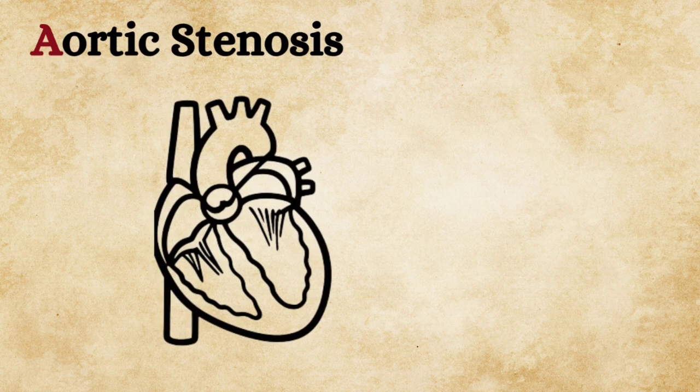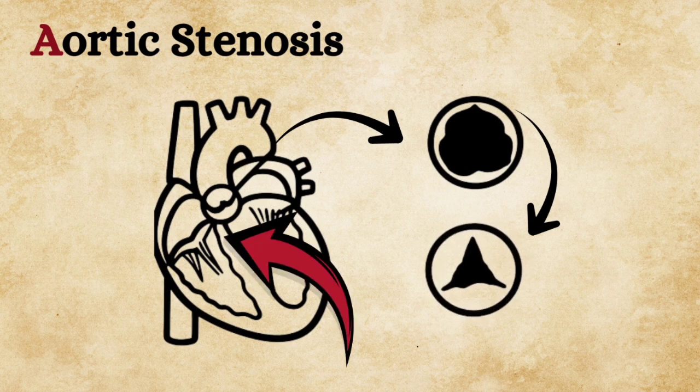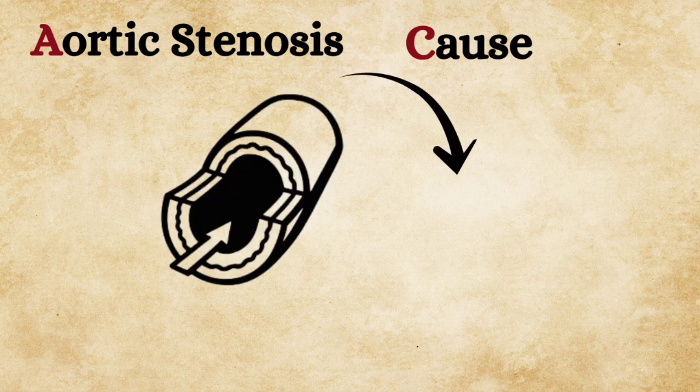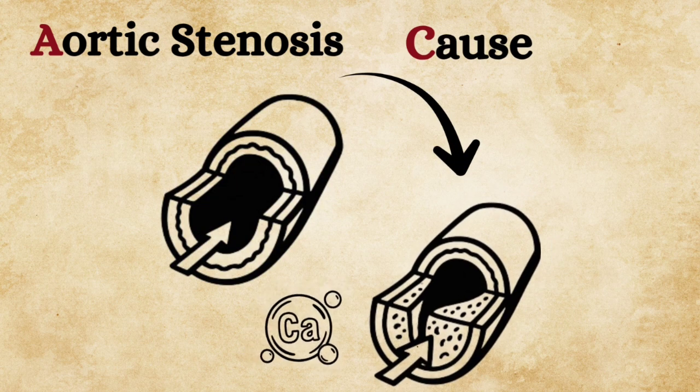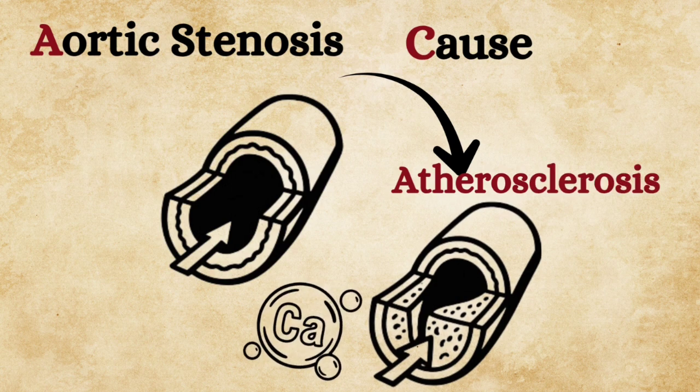Aortic stenosis is a condition where the aortic valve, located in your heart, narrows. This narrowing prevents the valve from opening fully, which obstructs blood flow from your heart to your body. The most common cause is the stiffening and hardening of the aortic valve due to calcium buildup and inflammation, often linked to atherosclerosis, hardening of the arteries.